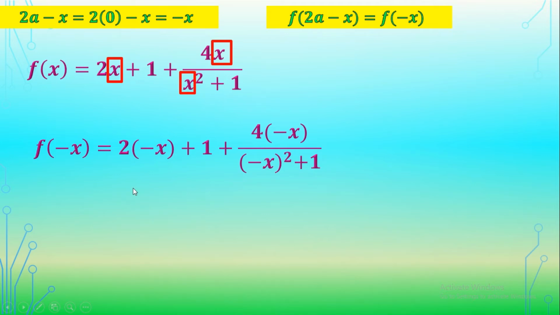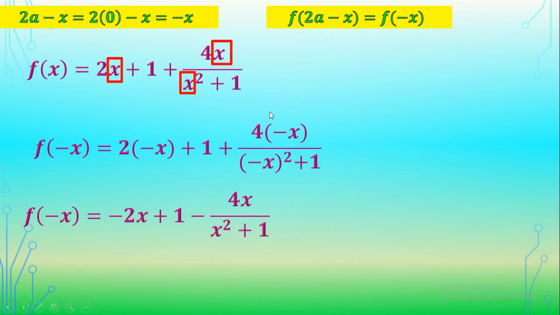Now we just expand them. 2 times minus x is minus 2x plus 1. We copy it the same. Here plus times minus is minus 4 times x. We write it 4x. Here minus x squared is the same as x squared plus 1. We copy it the same. Therefore, we have f of minus x is equal minus 2x plus 1 minus 4x over x squared plus 1. Now we can easily solve f of x plus f of minus x.